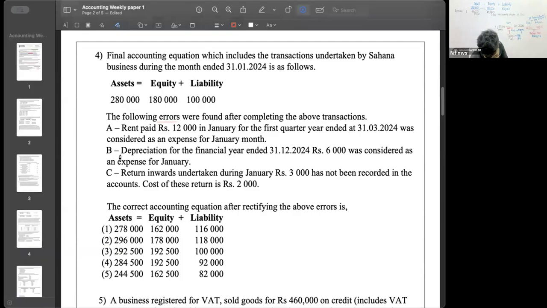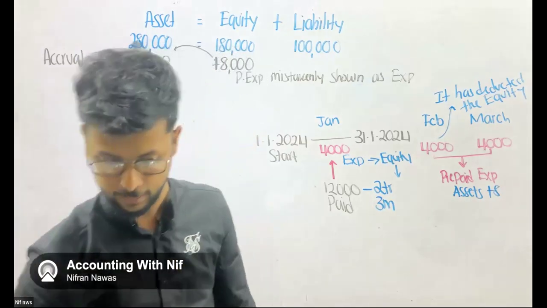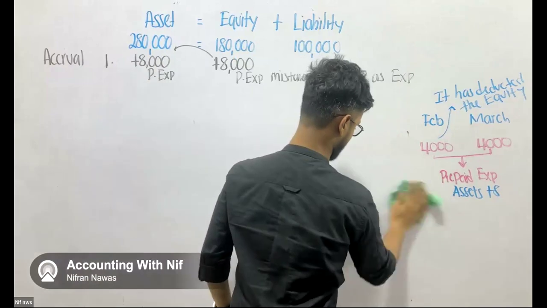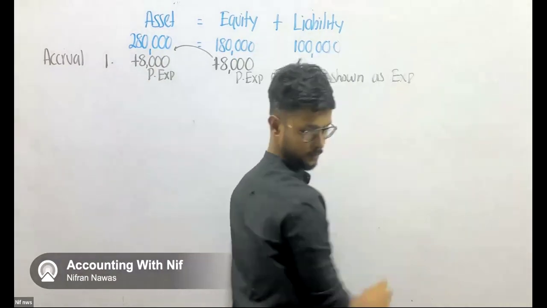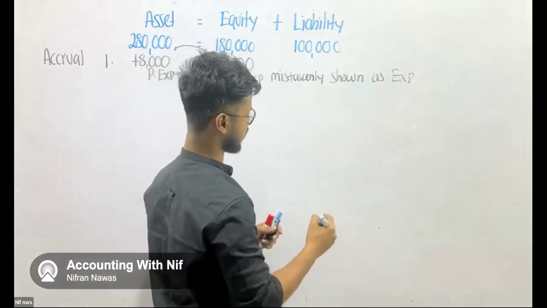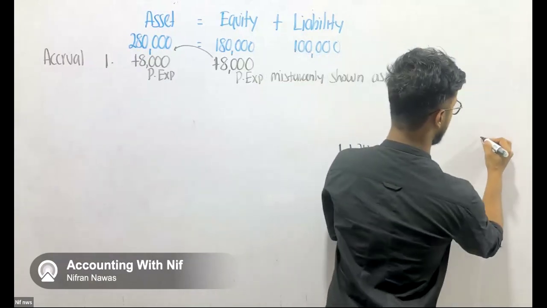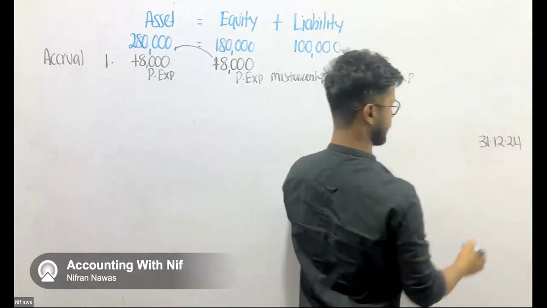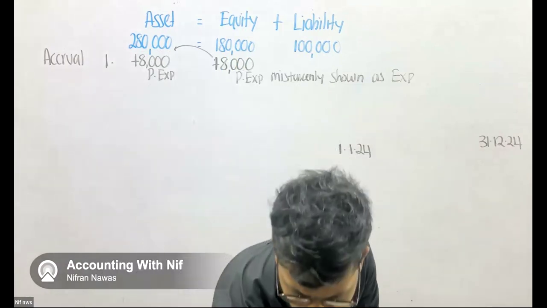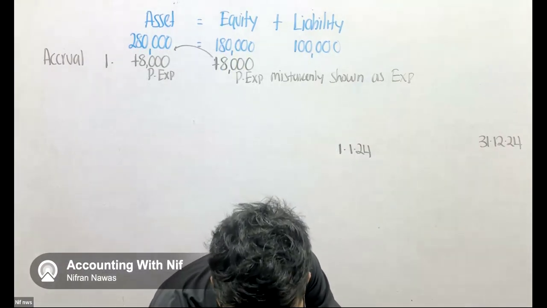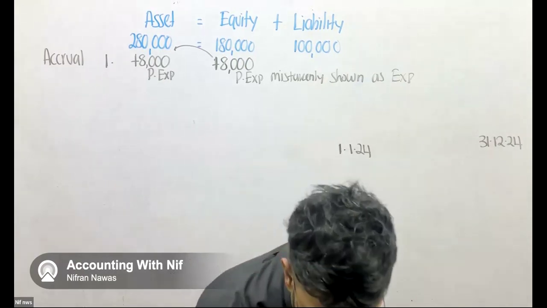Moving on, we have the second one. Depreciation for the financial year ended 31st December 2024, 6,000 was considered as an expense for January. Okay, again, same thing. Depreciation, right? Your year starts on 1st January 2024 and it ends on 31st December 2024. Am I correct or am I bamboozling you? I hope I'm correct. Yeah, financial year ended, right?